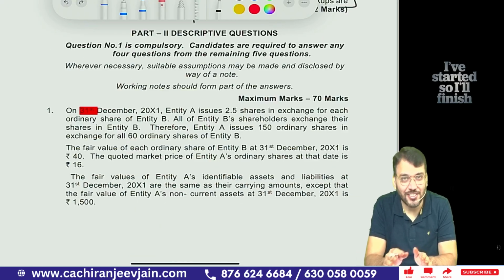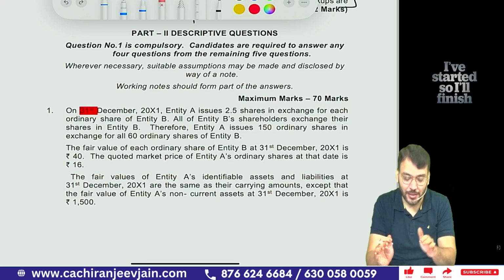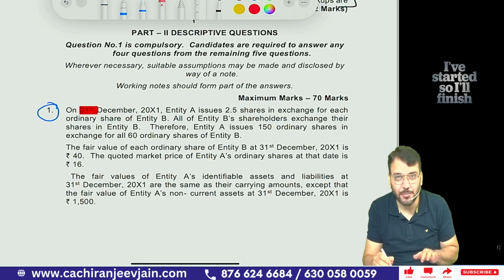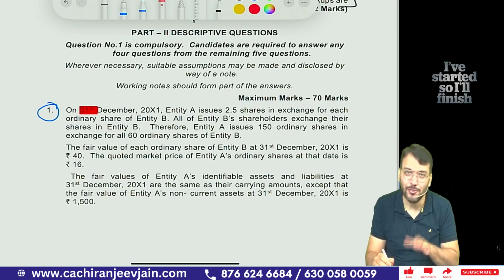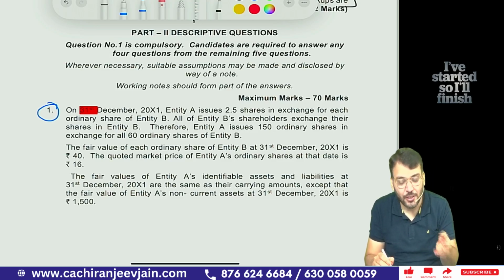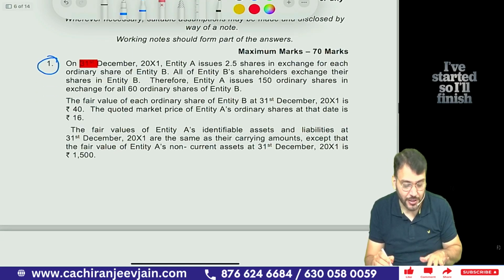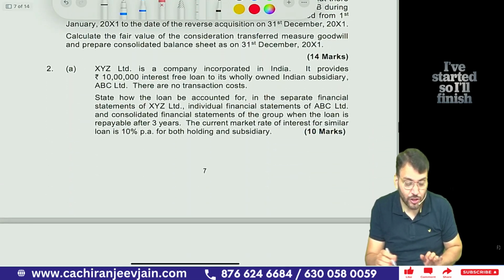Now let us start a discussion of part 2, descriptive questions. Come to question number 1. Question number 1 is from the business combination chapter. The concept is reverse acquisition. The same question we have done in the class. Most expected question also. Of course, I think no explanation is required for this. Okay? Yes, sir.